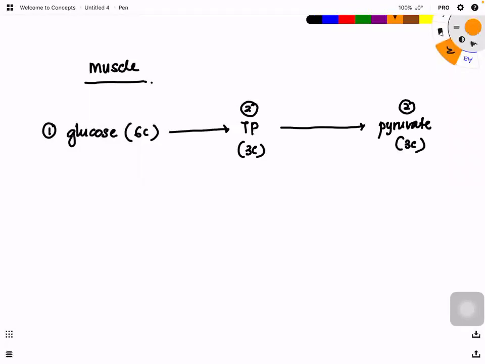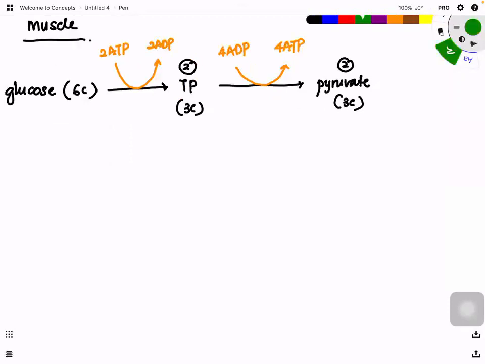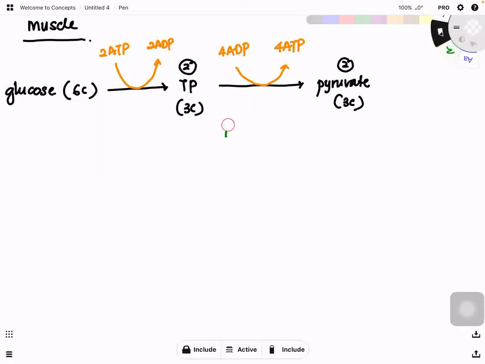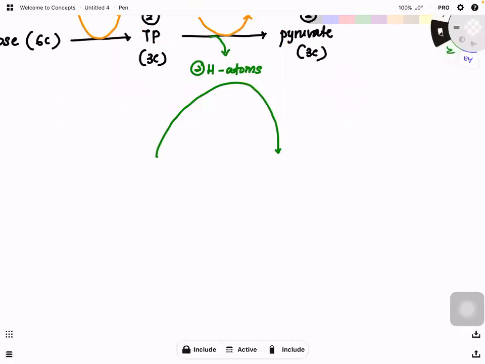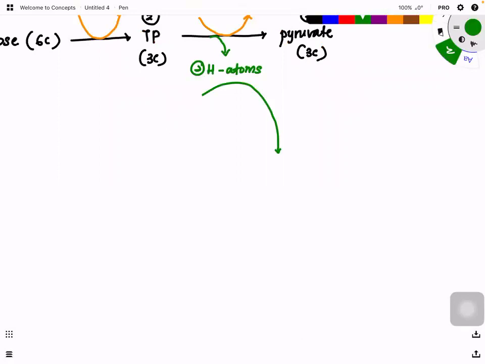So the important step here, the major step: we spend two ATP and we collect back four ATP. During this process, we need to oxidize our triose phosphate. The oxidation of triose phosphates releases hydrogen atoms. This hydrogen atom will be received by the NAD. Received by NAD, so NAD is now reduced to reduced NAD, so in this case 2 reduced NAD.